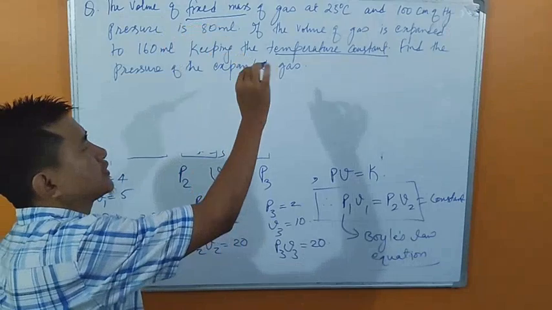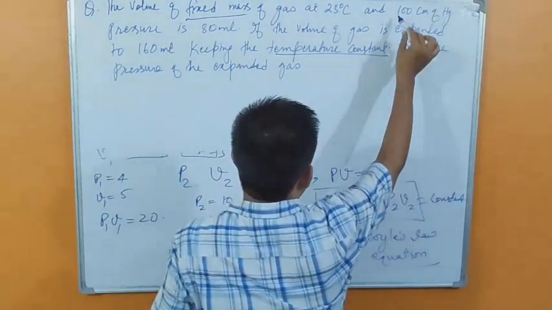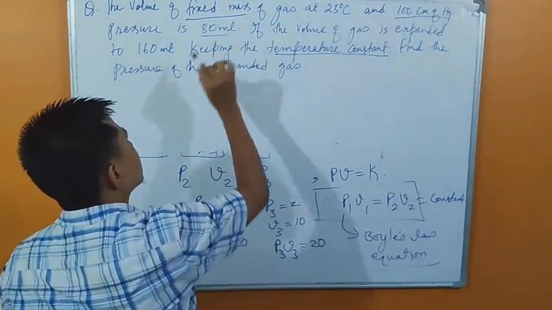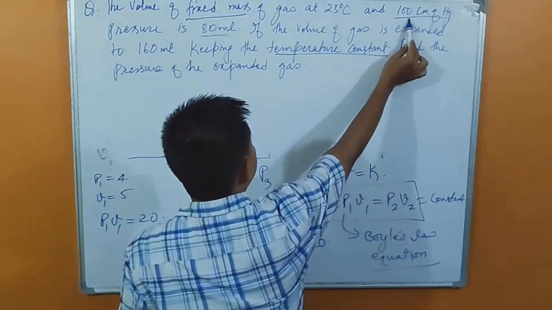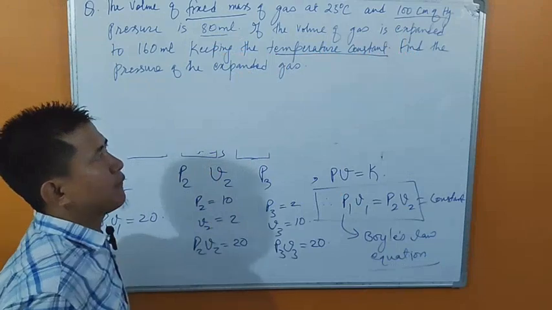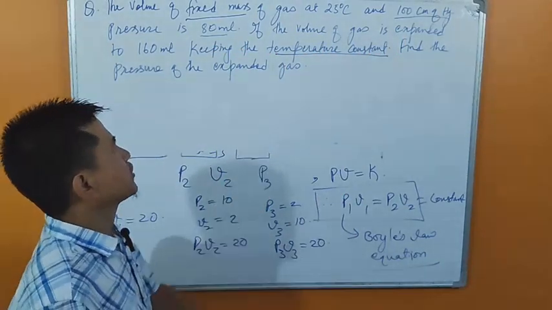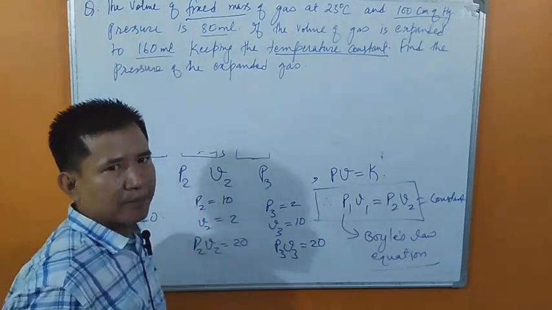Now the second thing, the main concept of the question. Mass of the gas is fixed and temperature is fixed. The second thing is, at 100 cm of Hg pressure, the volume of gas was 80 ml. Now, the question is asking, at what pressure the volume of the gas would be 160 ml.